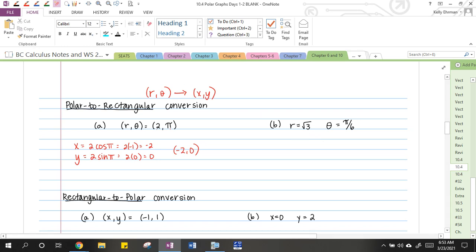Okay, what about the next one? So the next one, same process. If r is radical 3 and theta is pi over 6, then x is radical 3 times the cosine of pi over 6, which is radical 3 times, think about your unit circle, your speed quiz days, cosine of pi over 6 is radical 3 over 2, which would just multiply out to 3 over 2. And for y, we have radical 3 times the sine of pi over 6, which is radical 3 times 1/2, which is radical 3 over 2. Okay, so our ordered pair in the rectangular coordinate system is 3 over 2, radical 3 over 2.